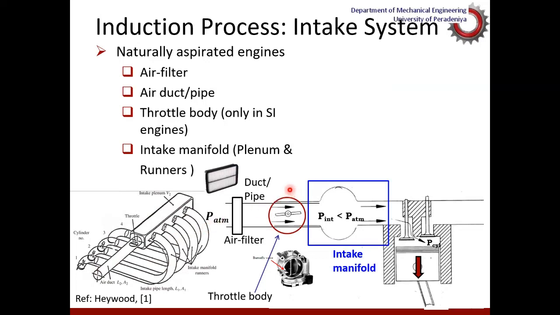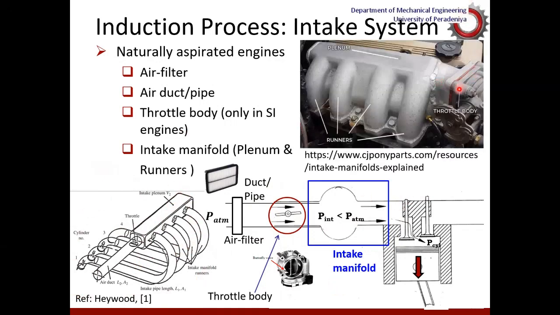Now, if it is a petrol engine, as we all know, there's a throttle valve before the air comes to the plenum. This diagram schematically shows us these different components, how they are placed in the system. And this diagram is a real picture of an engine. The intake air duct or pipe is not shown here, but this is the throttle body, and this is the plenum, and these are the runners, and they connect to the engine intake system.